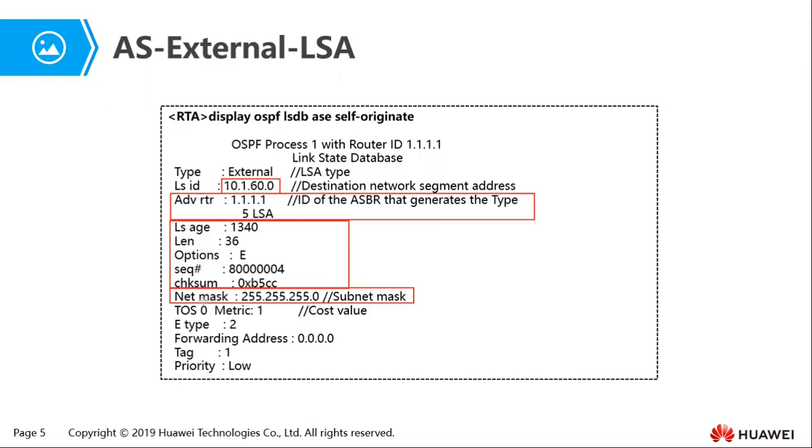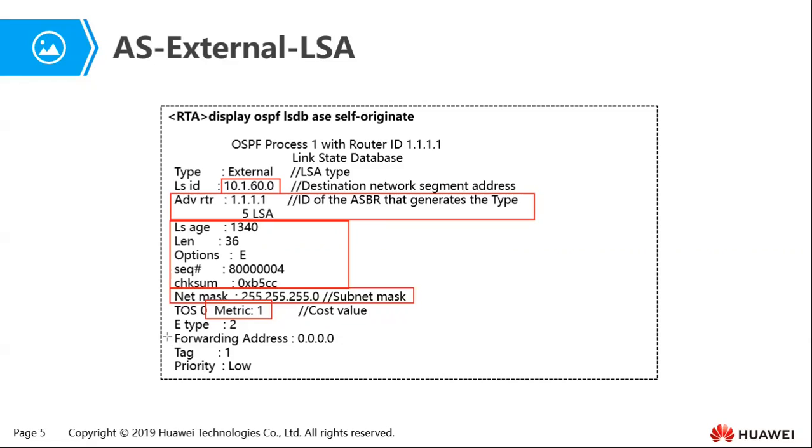Then we have the metric. The metric is the cost of the route from the ASBR to the destination network. The default value is normally 1.